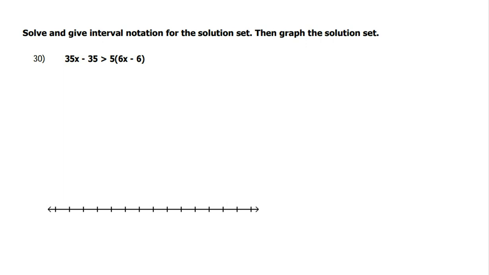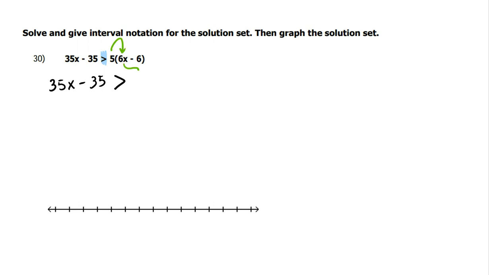All right, we are going to solve another inequality. And this one just has a greater than sign, but it also has parentheses. So for the left side, I'm just going to leave it alone for a minute. It's 35x minus 35. There's a greater than sign. And then I'm going to distribute the 5.